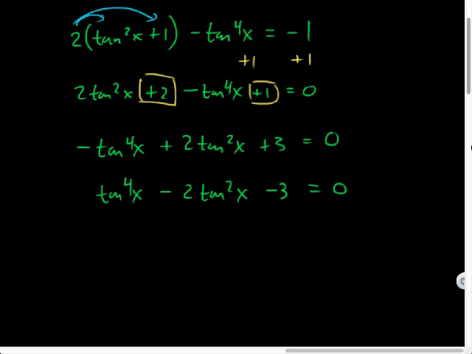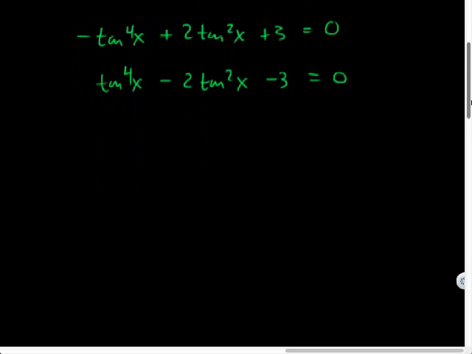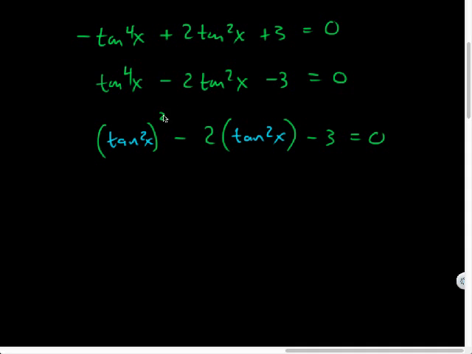However, what if we could imagine this problem was different? What if I could imagine it was something squared minus 2 times something minus 3 equals 0? What would have to go in those parentheses? Yeah, tan squared x, right? Tan squared x in both of them. So do you guys agree that tan squared x squared is tan to the 4th x? Right, okay, that seems to make sense.